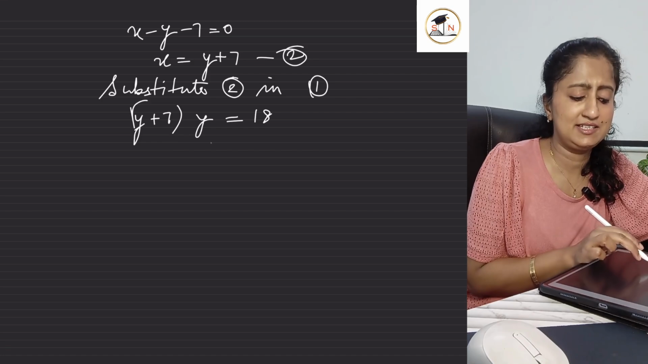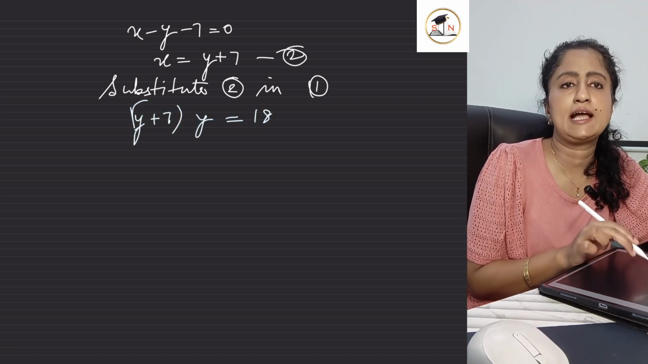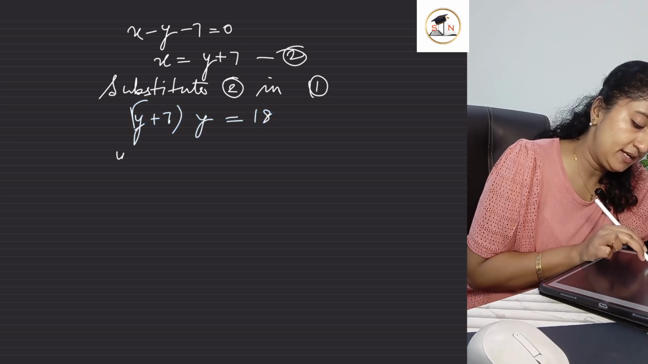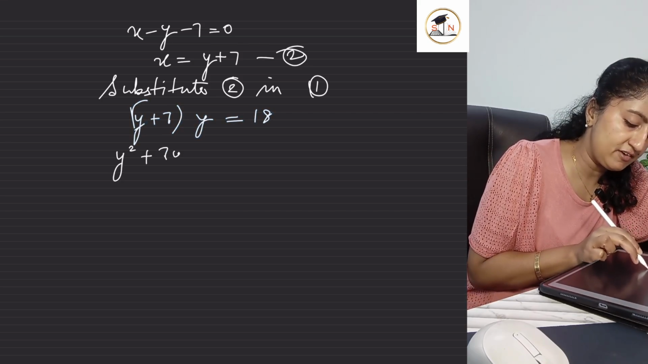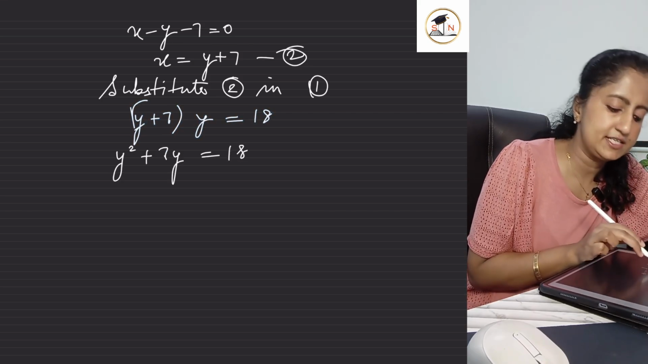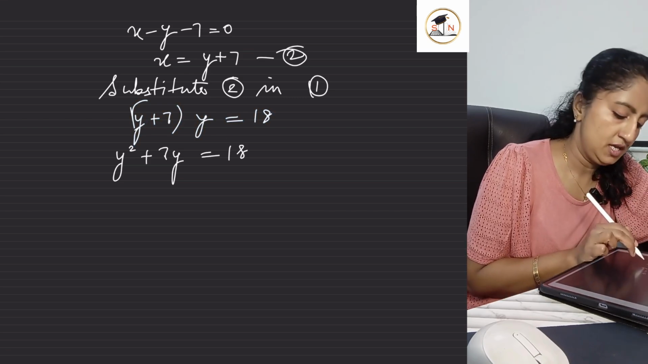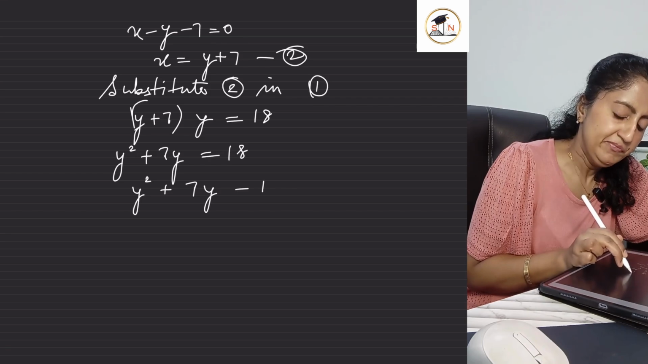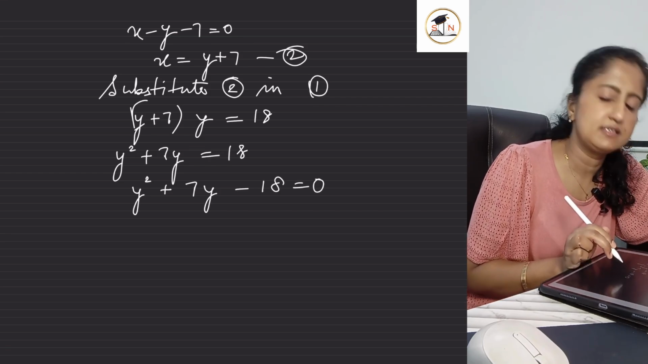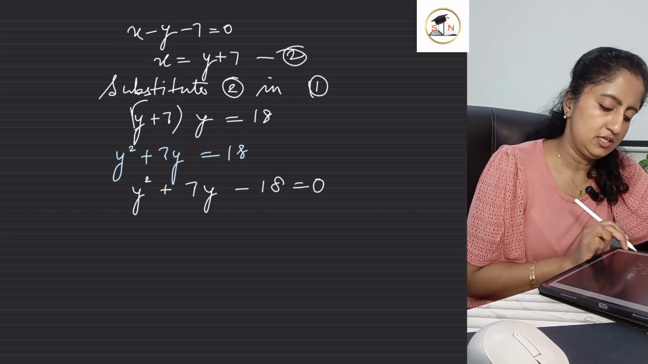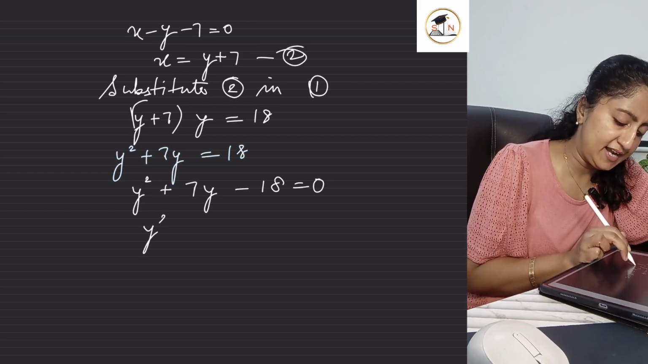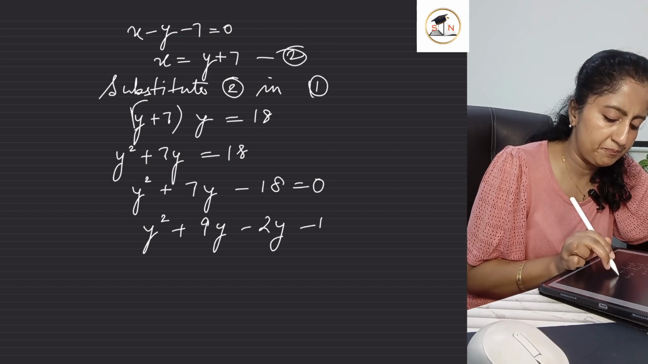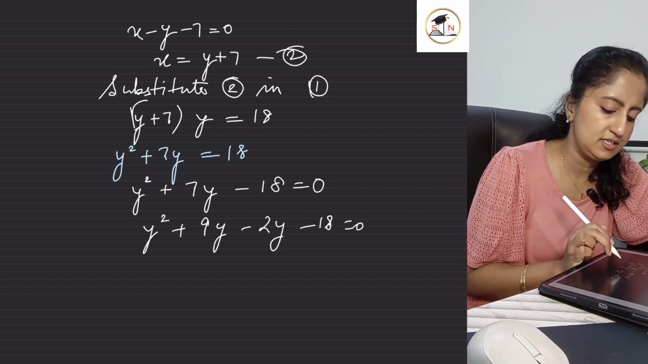And you can see easily that now it is actually shaping up into a quadratic equation. So we get y square plus 7y equals 18. I just expanded the bracket, opened it up. Now, standard form y square plus 7y minus 18 equals 0, right? So we can see, we can split that easily. y square plus 9y minus 2y minus 18 equals 0.